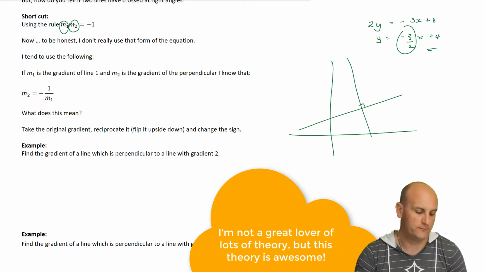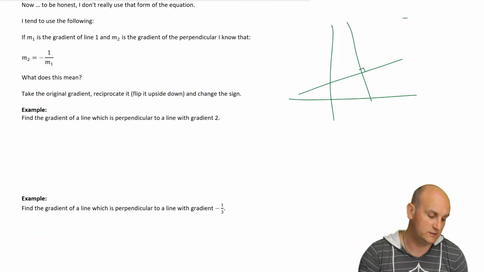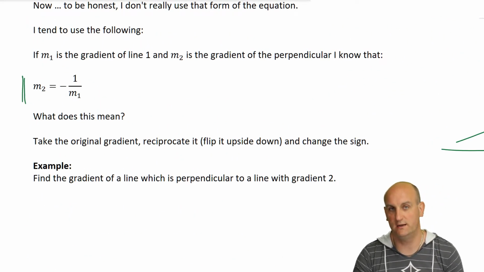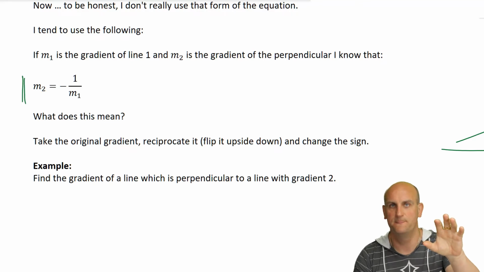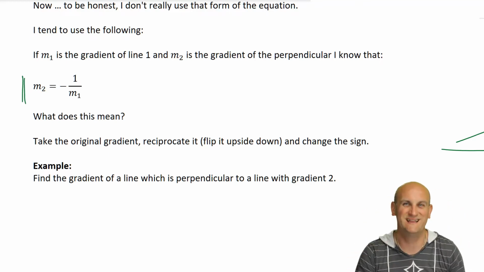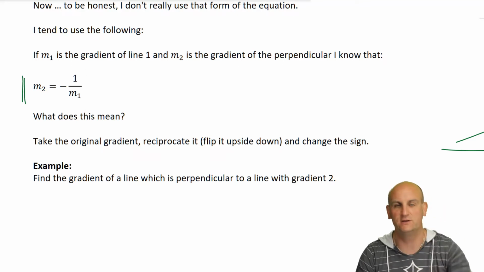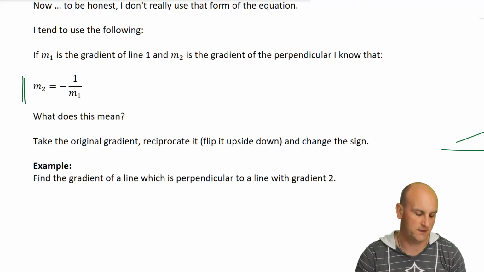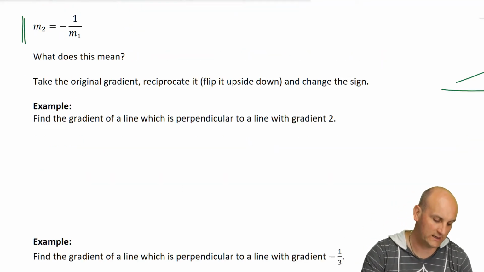Now, I don't really use that form of the equation. I know lots of people do. I tend to use this one here, which is the second gradient is -1 over the first gradient. The reason I know this is, A, I can rearrange that first equation, but B, what that means to me is take the first gradient, and to get the perpendicular gradient of a line, you flip it upside down. That's what 1 over does. It's taking the reciprocal, which just flips the fraction. And the minus sign says, if it's a minus, make it a plus, and if it's a plus, make it a minus. So here's two examples quickly.